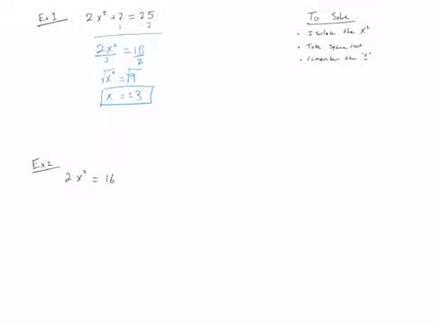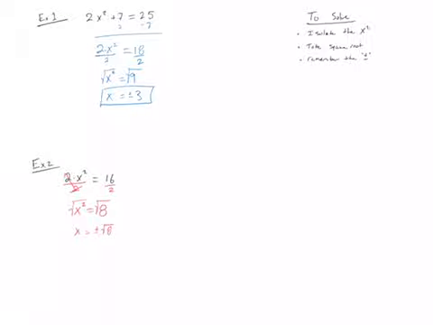This next one, example 2, it's quite similar. We're going to isolate, so we're going to divide by 2, because those are multiplying. Opposite of multiplying is dividing. Those become 1. So we end up with x squared is equal to 8. So then now we want to take the square root. And so I end up with x is equal to the plus or minus square root of 8.